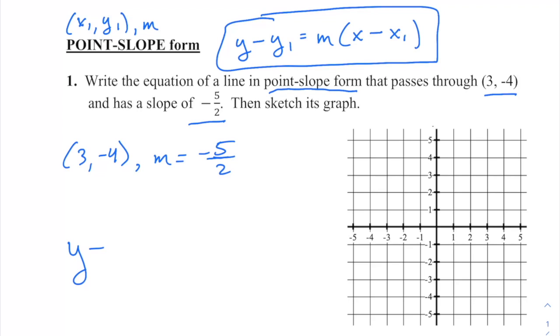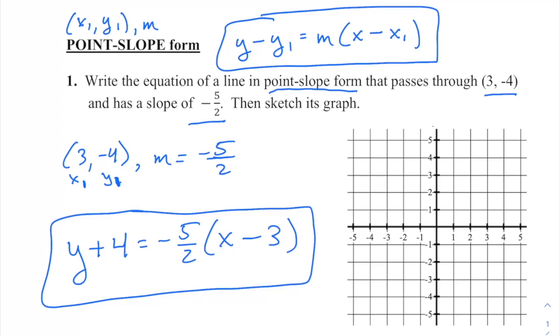y minus, here's your y coordinate, and here's your x coordinate. I guess I should just call it x1 and y1. This is only one point. So y minus -4. Now y minus -4 will become y plus 4, equals the slope, -5/2, times the quantity x minus my x coordinate, 3. And done. That's it. You leave it like that, and that is point slope form. A lot of people feel a little uncomfortable leaving it that way, but that's actually it.